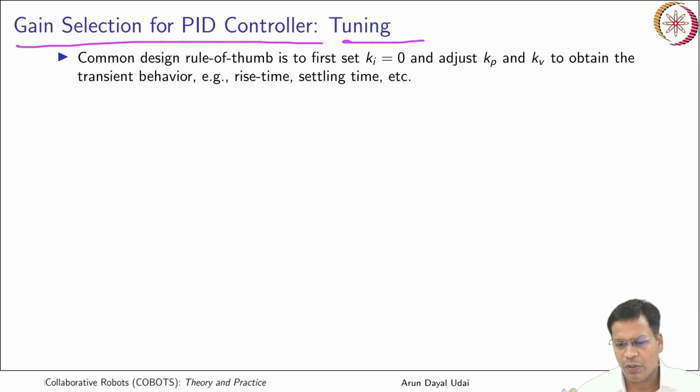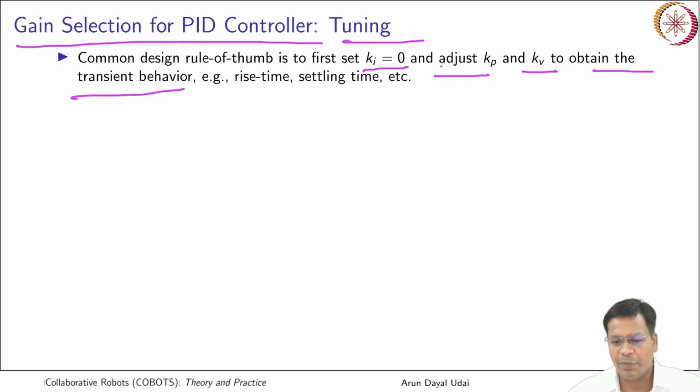So you tune your gains now. A common design thumb rule is to set Ki equal to 0. Start with no integral gain. Just adjust Kp and Kv to obtain the transient behavior. Transient behavior includes the rise time, which is better if you increase Kp.